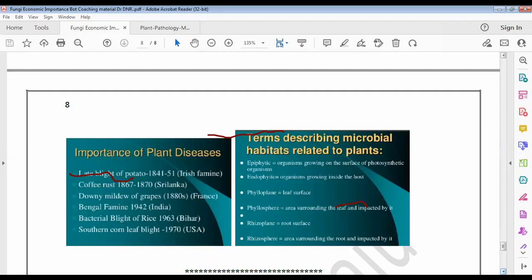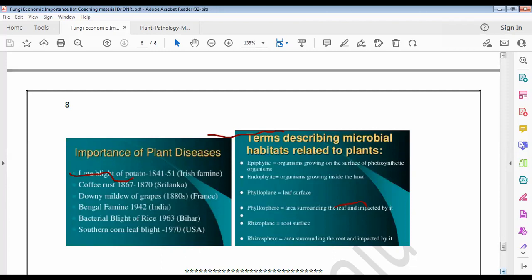Which are the nitrogen fixers? Which are the decomposers? Which loosen the soil? Which do we use as bioindicators? Which fungi cause which disease? Which fungi cause which famine? Like that, they ask the questions.